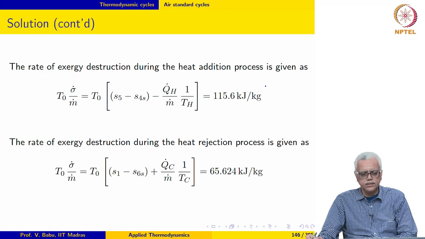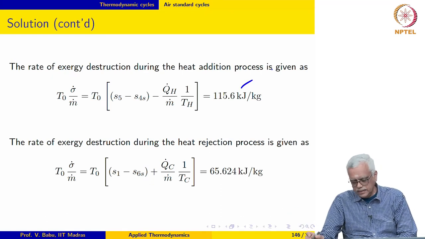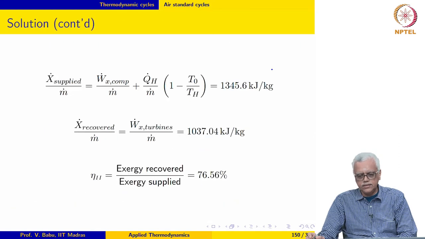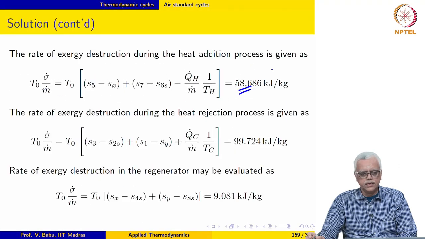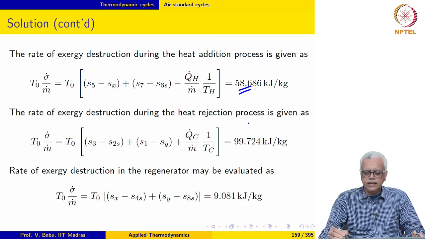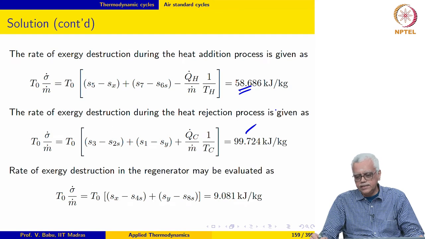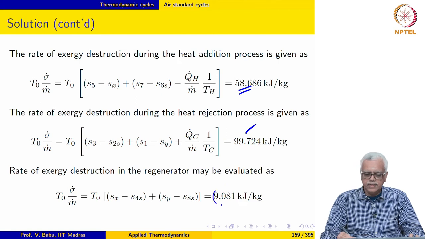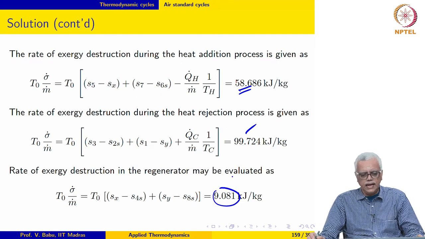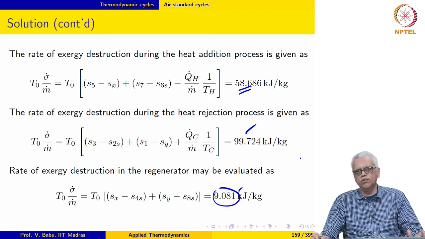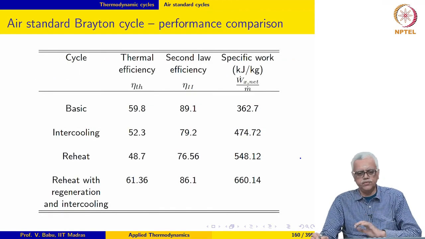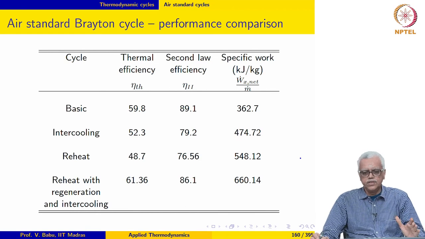Let us just do that. So, it is 115.6. So, rate of exergy destruction during the heat addition process certainly has come down. And rate of exergy destruction during the heat rejection process has also decreased. But now, we have exergy destruction in the regenerator, which has to be added to the process. But still that is not a very large amount, that is a small amount. So, overall we see an increase in specific power, we see an increase in first law efficiency, and we see an increase in second law efficiency, which is summarized in this table here.